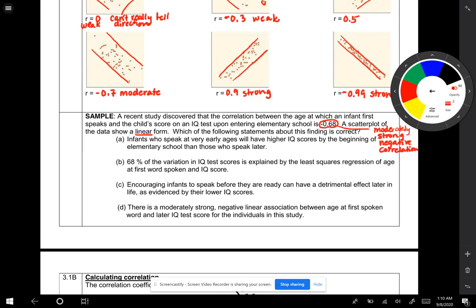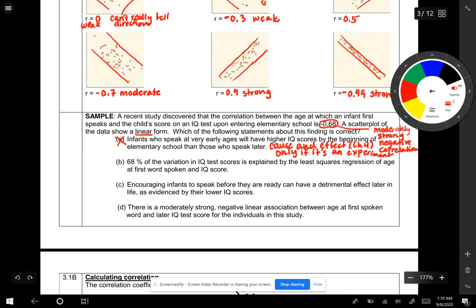A. Infants who speak at very early ages will have higher IQ scores by the beginning of elementary school than those who speak later. Now, this is kind of jumping to a cause and effect, and that's in chapter 4. And a cause and effect can only be explained if there's an experiment. So, oops, we're running out of room here.